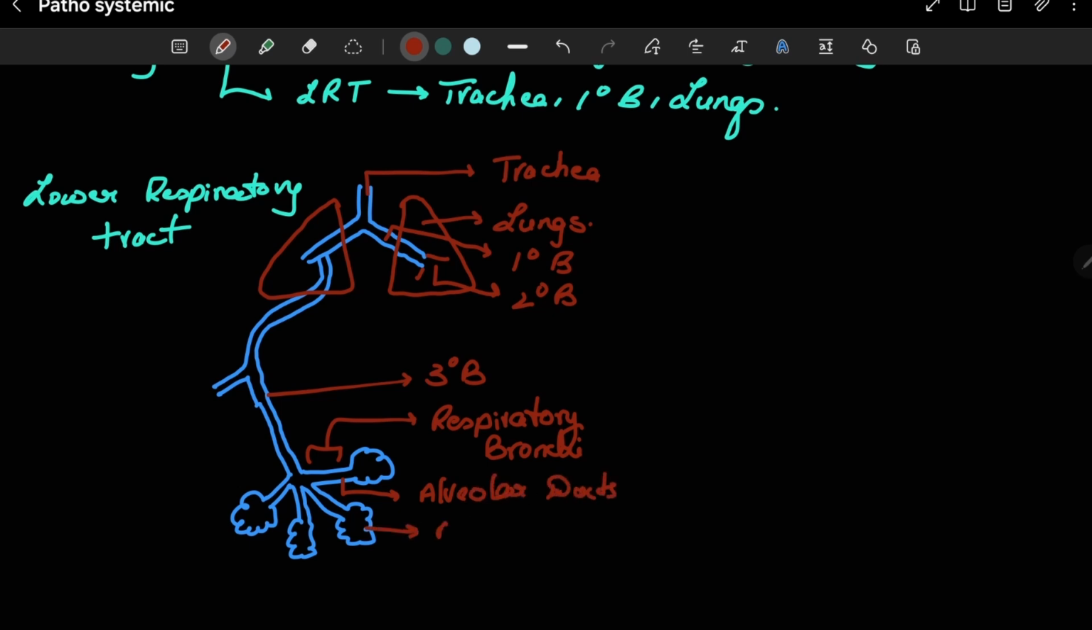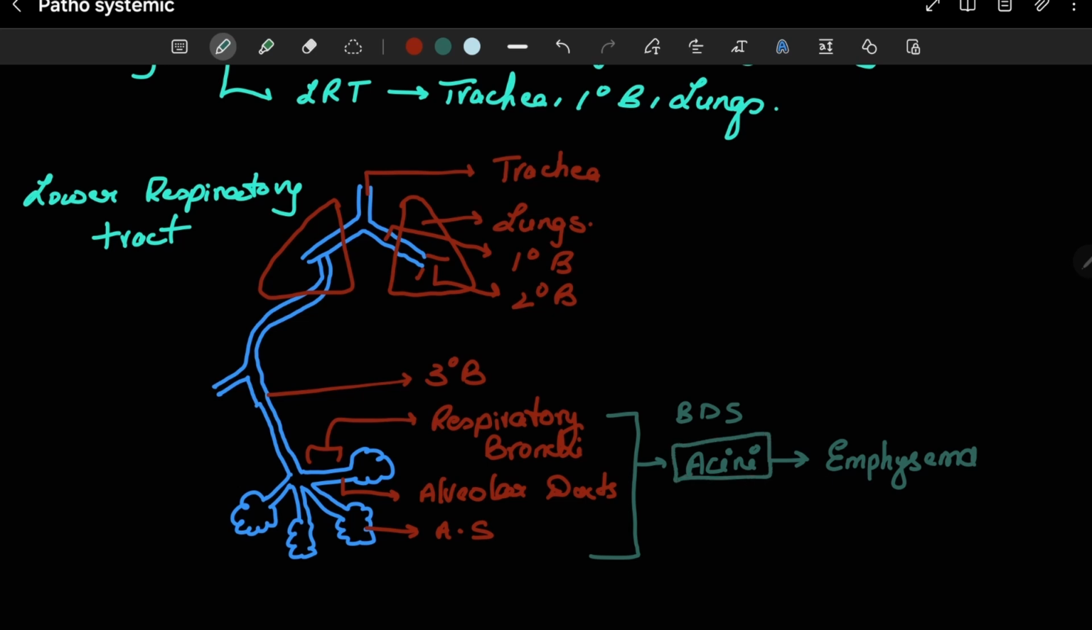and alveolar sacs. So in this, the most important thing that one must know is the acini. So respiratory bronchi, alveolar duct and alveolar sac. These 3 constitute and are called the acini. So in the disease called emphysema, alveolar acini will get affected. So this is the introduction.